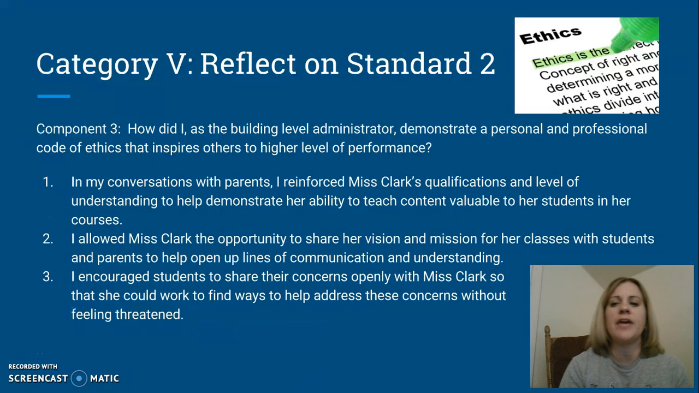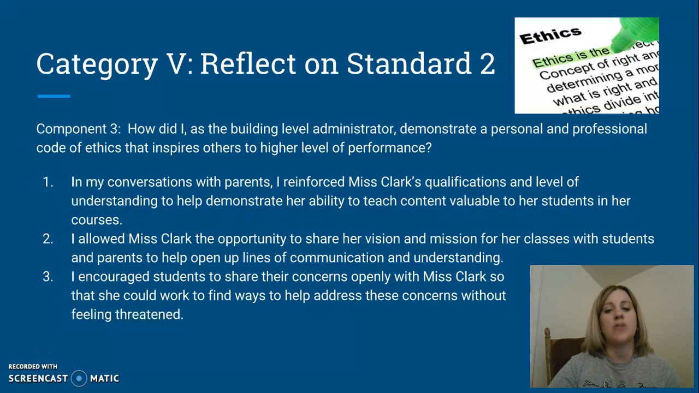Component 3 was, how did I demonstrate a personal and professional code of ethics that inspires others to higher levels of performance? First, in my conversation with parents, I would reinforce Ms. Clark's qualifications and her level of understanding, demonstrating to them that she is qualified to teach this course and why she was chosen for the position.